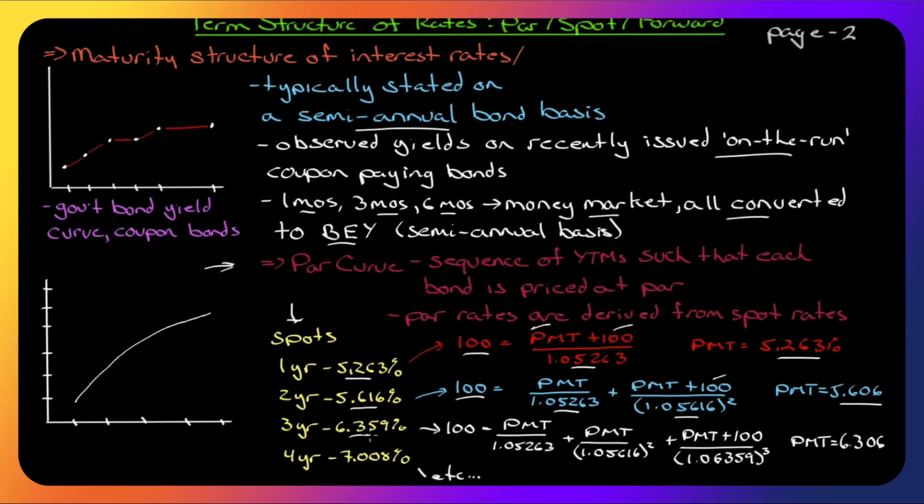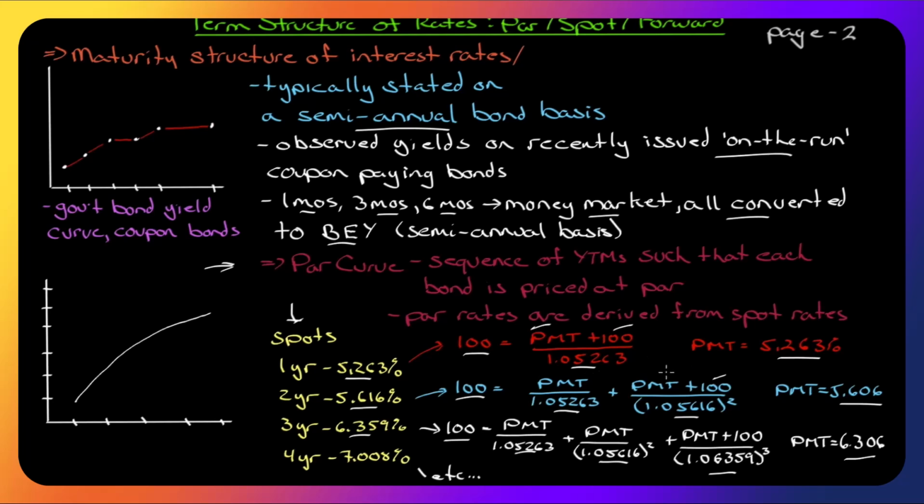Third year spot rate, 6.359. Well, we do the same thing. The first payment discounted back by the first year spot rate. The second payment discounted back by the second year spot rate squared. Then you have the payment plus the future value discounted back by the third year spot rate cubed. And we get 6.306. So if this bond had a coupon of 6.306% given this structure of spot rates, we would get a par bond. And you just keep going. You can fill out the 1, the 2, the 3, the 4, 5, 6, 7, 8, 9, 10. So off we go. Isn't that nice?